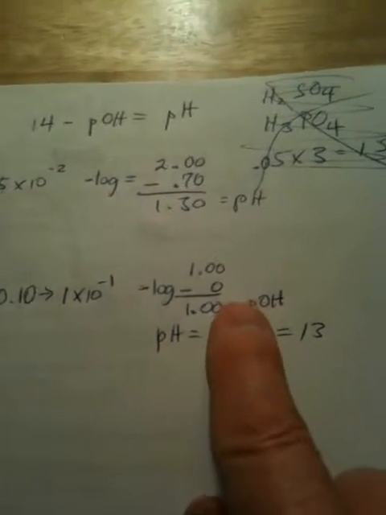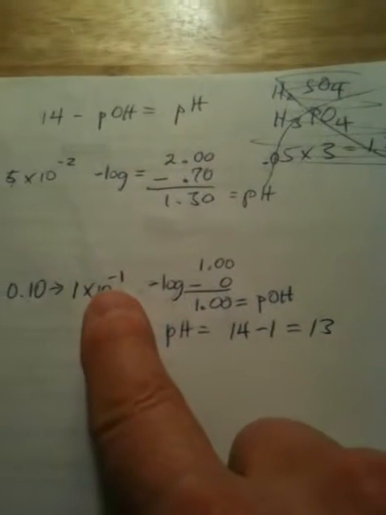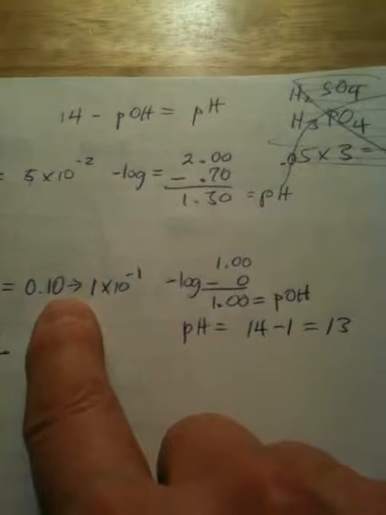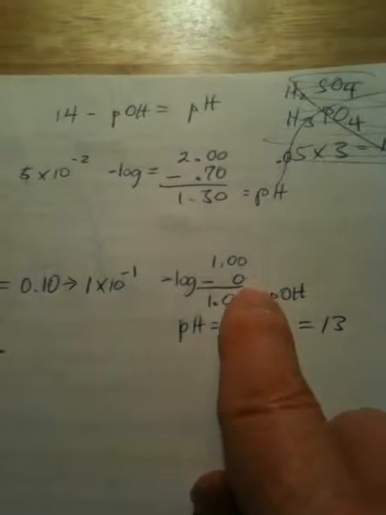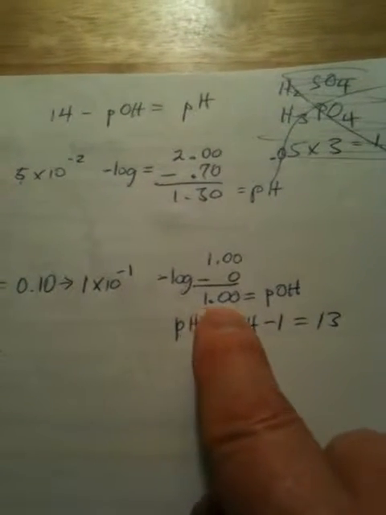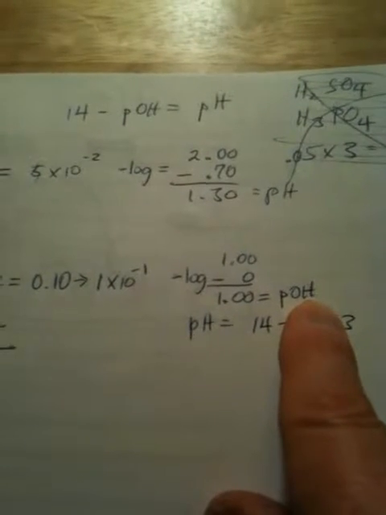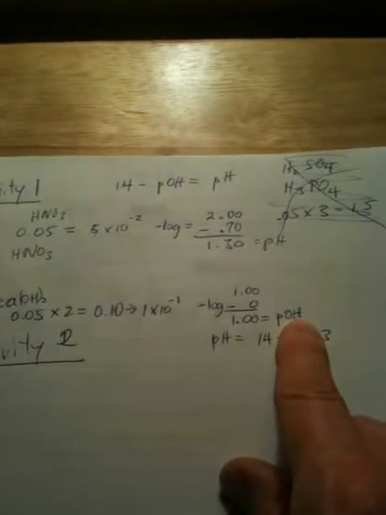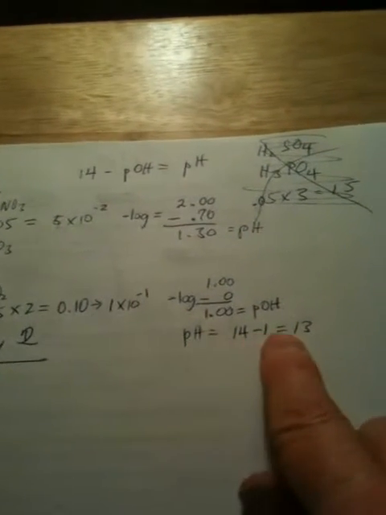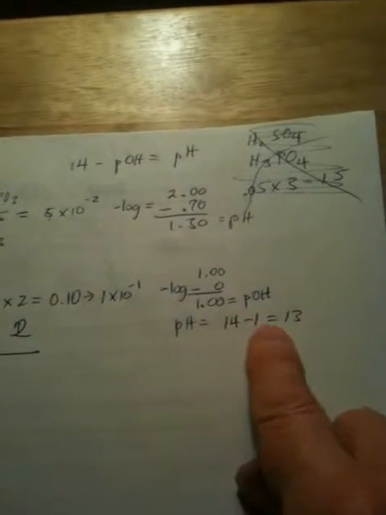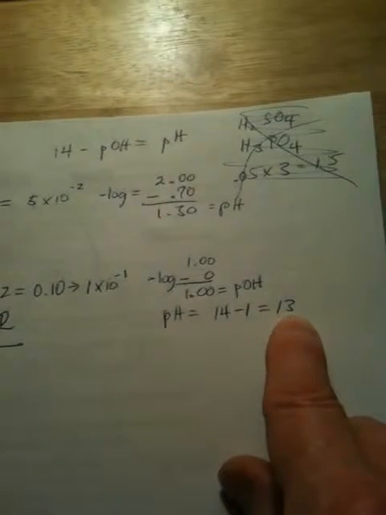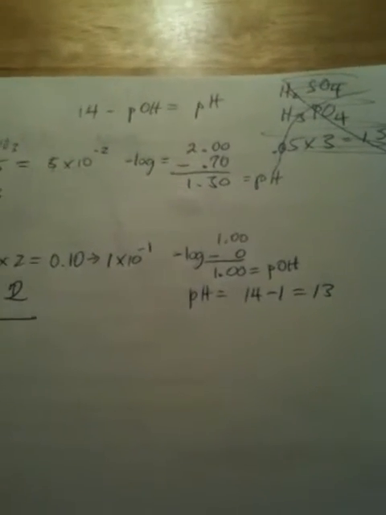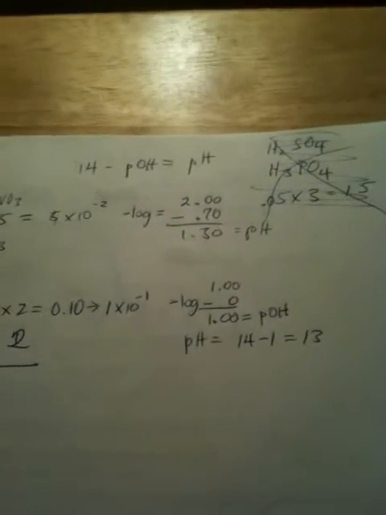And so I'm going to take this as my 1. The log of 1 is 0. So note that this number right here is a pOH and not a pH. So to get the pH, I have to subtract that number from 14, and that gives me a pH of 13. All right? So we're all on the same page with that.